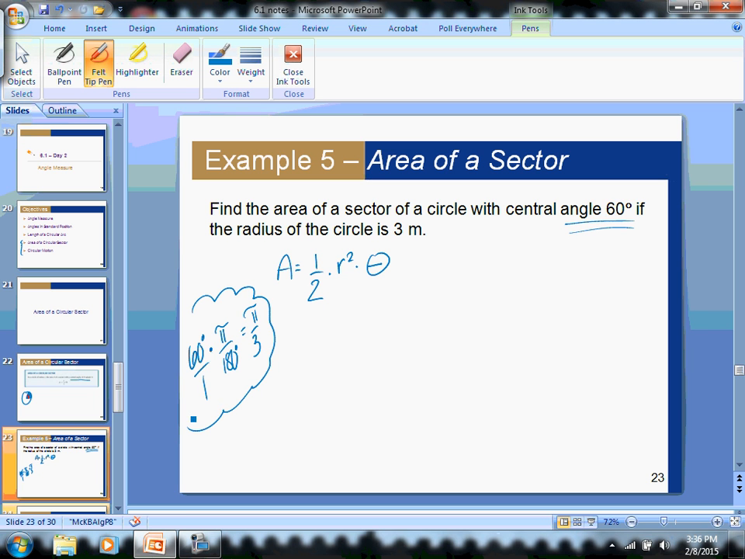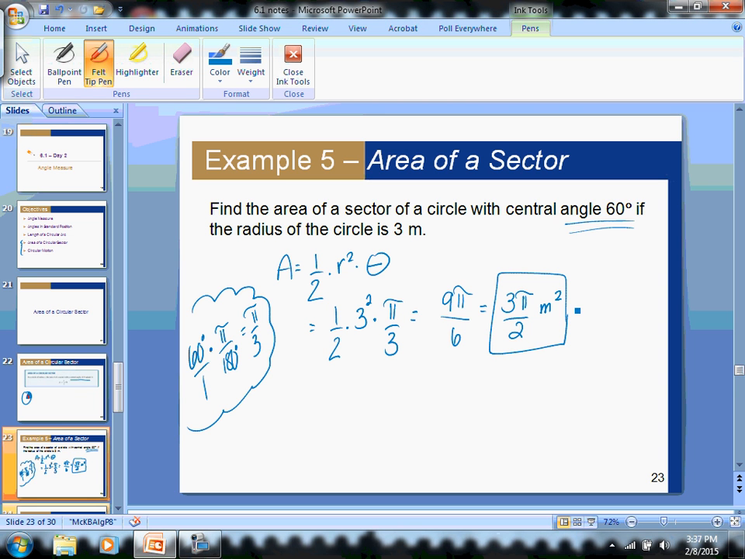Okay, so we need to do that little side work first, and then we can take 1/2 times our radius was 3 squared times the pi over 3. Okay, so there's a couple different ways that you can simplify this. Hopefully you see that we'll have a 3 and a 3 that will cancel. But if we just multiply across the numerator here, we'll have 9 pi, and then the denominator would be 6. And then 9 over 6 we can reduce to 3 pi over 2. And that would be meters squared for the area.